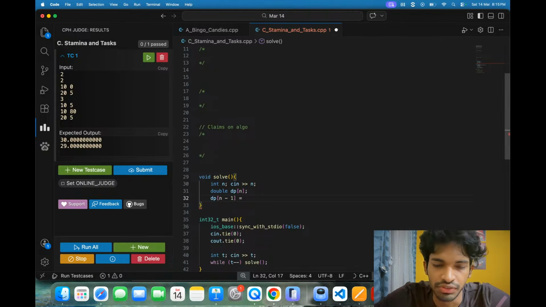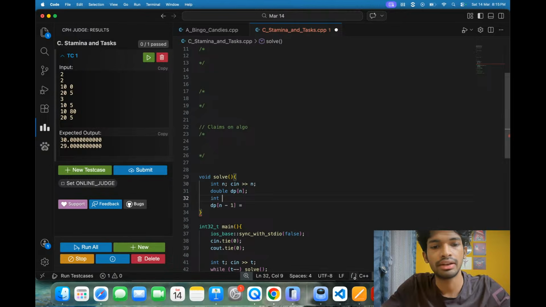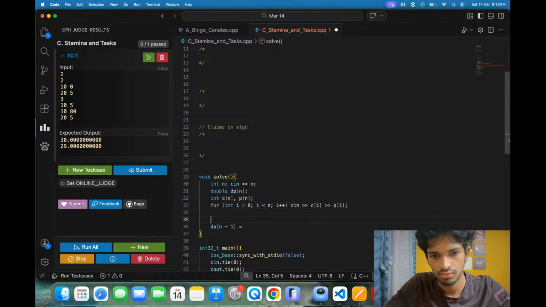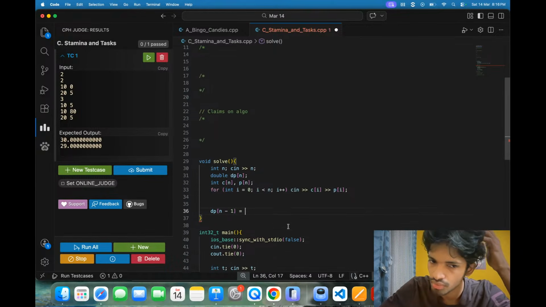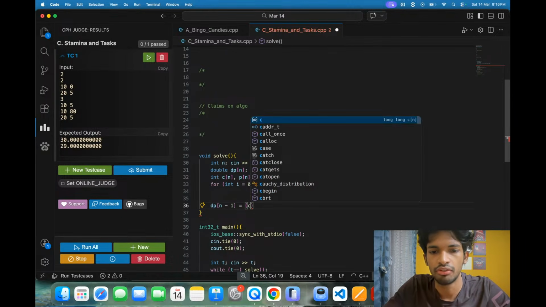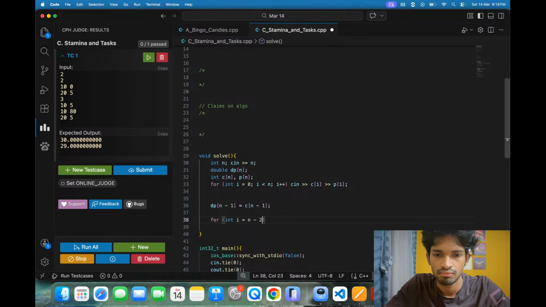What is dp of n minus 1? Not taking that is definitely bad, right? You just take that. Let me also get int c of I, c of n, p of n, and then just take those inputs. And then what do we do now? This equals to, we just take that, c of I. Our dp is clearly defined.